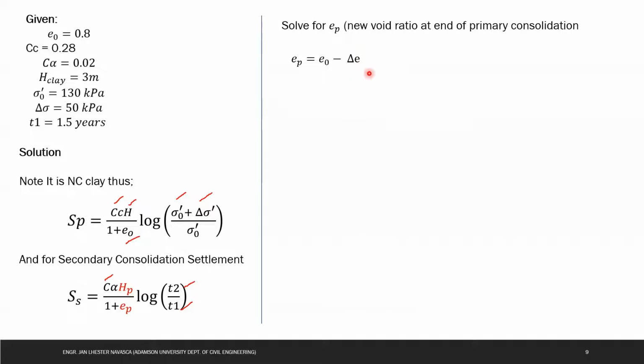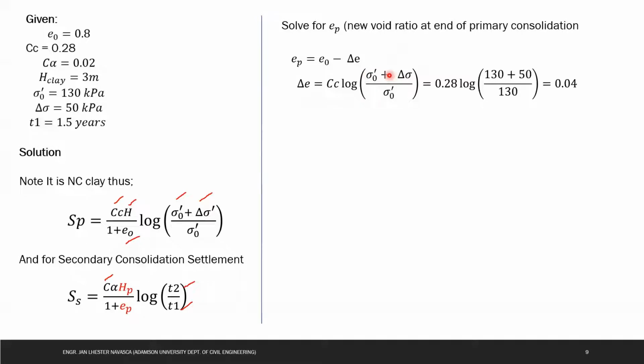Remember the graph of the e-log sigma plot. According to the formula, our compression index is simply delta Y over delta X, or the slope of our normally consolidated soil under primary consolidation. So C sub C is delta E over the log of this value. Rearranging, delta E equals C sub C times the logarithm of this value.